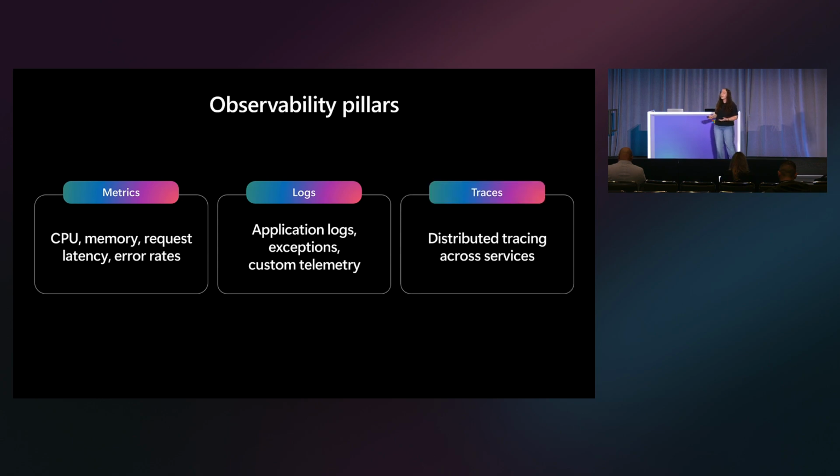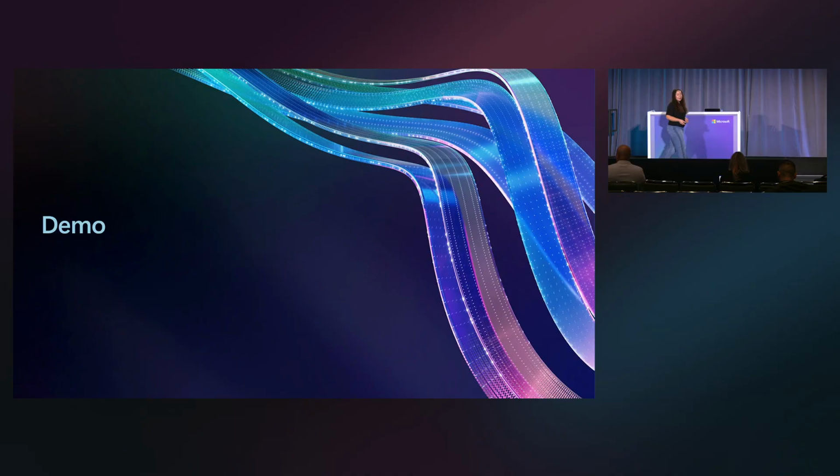And lastly, we have traces. Distributed tracing in applications like this is extremely important so that you can understand the request flow and the user journey, making sure that everything is actually flowing how you expect. So let's jump back into our demo, and we can see how easy this is to implement.